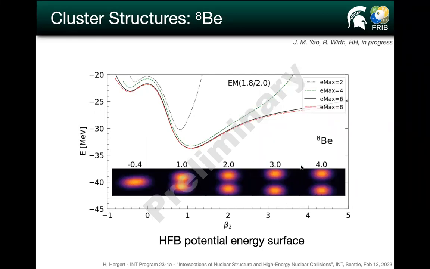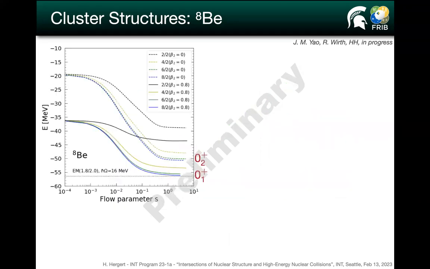So the last thing I wanted to show here is that if you allow these kinds of GCM reference states, you can actually use generator coordinates that allow you to describe clustering. This is just illustrated at a very, very early stage here for beryllium 8, where you can see you can generate basis states with the double alpha cluster structure.